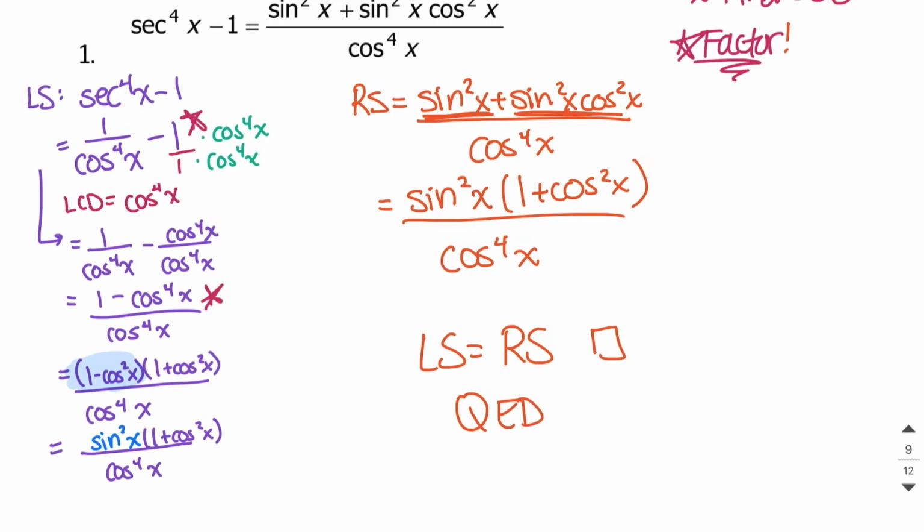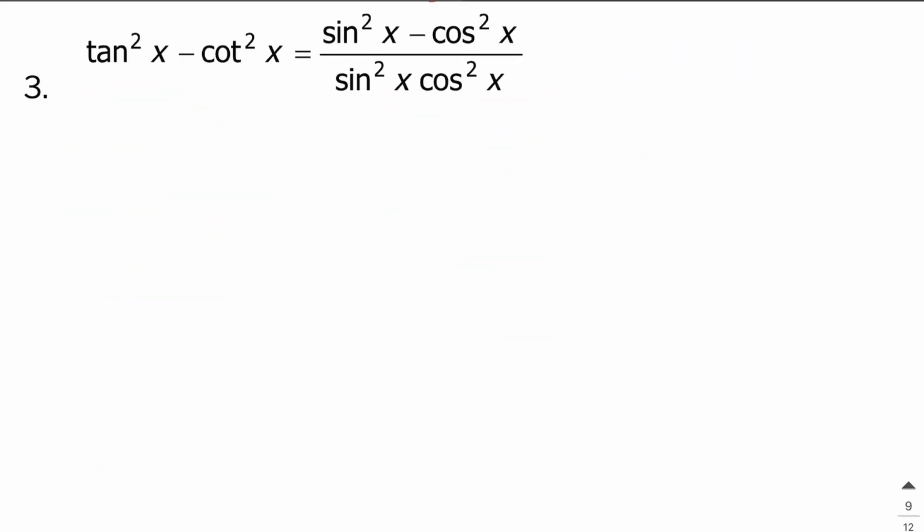Another option I have is I could have just distributed the sine squared through and then just left the right side as is. It's up to you, whatever you prefer, as long as you understand what it is that you're doing. All right, in our last example here, we've got our left side and our right side.